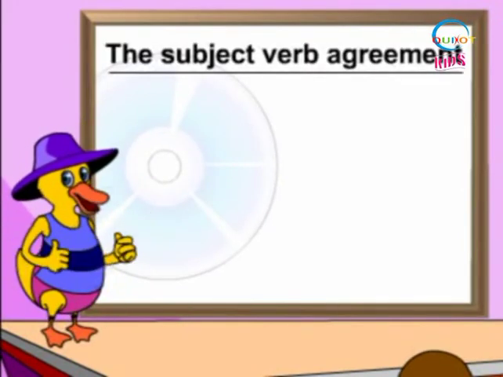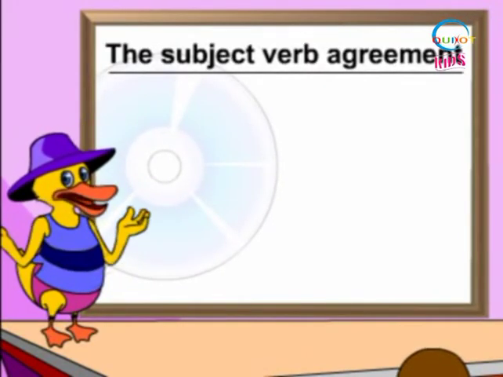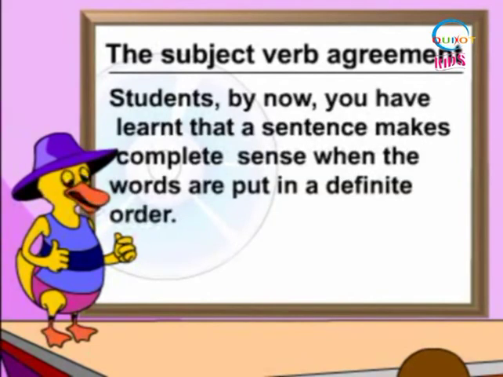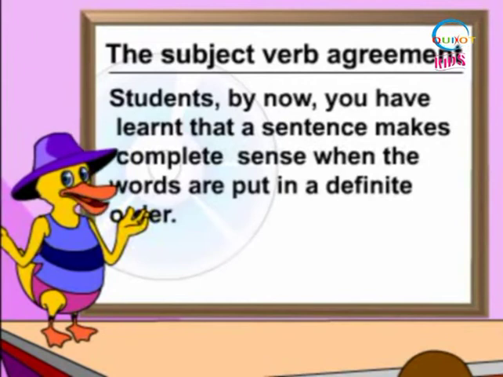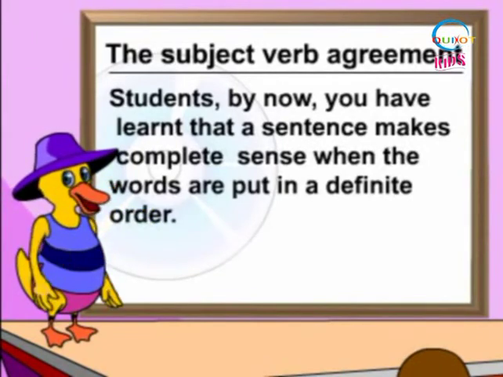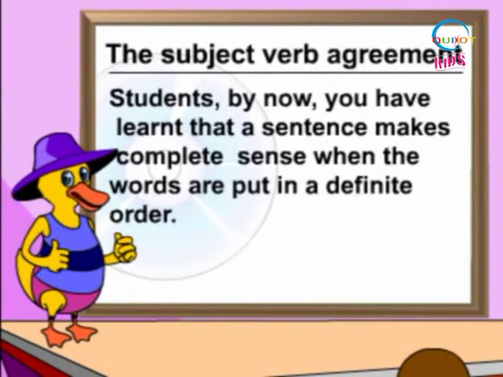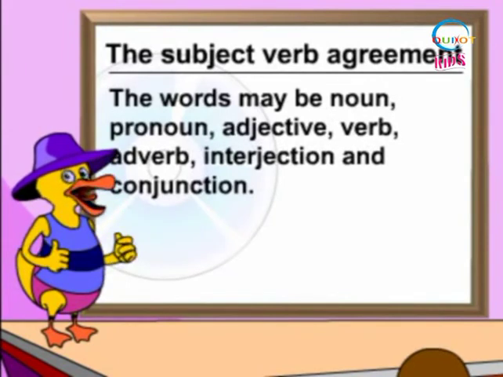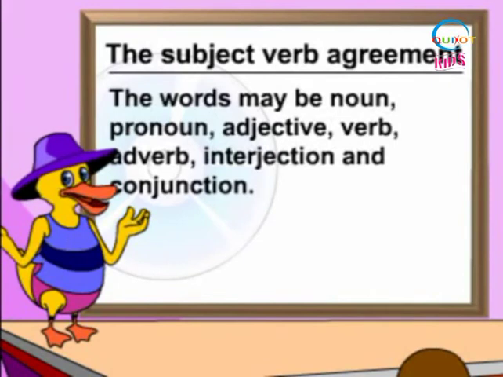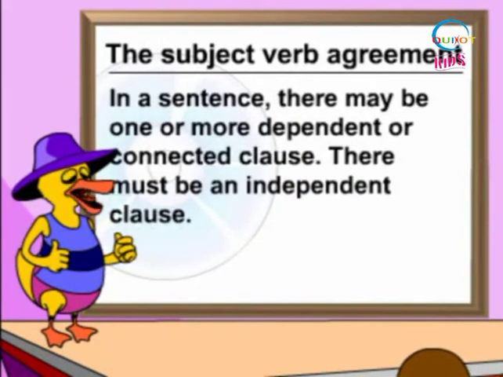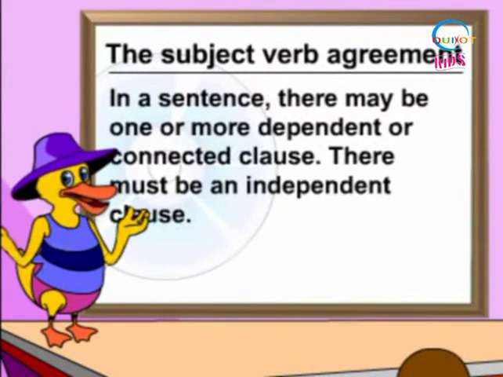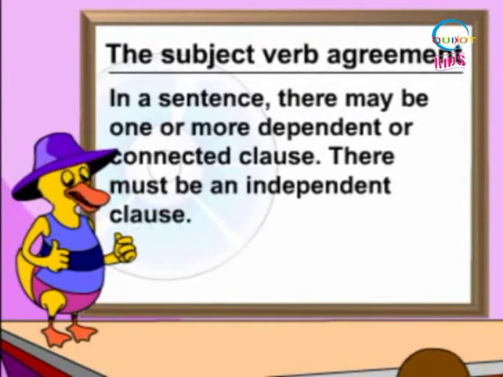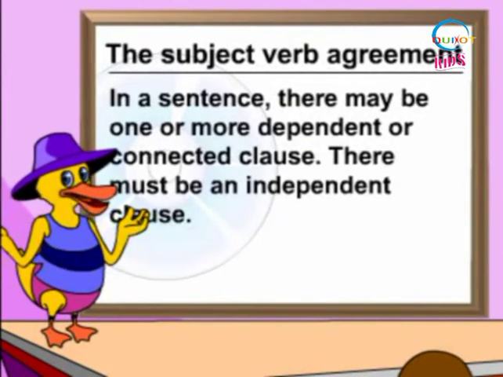The subject-verb agreement. Students by now have learnt that a sentence makes complete sense when the words are put in a definite order. The words may be noun, pronoun, adjective, verb, adverb, interjection, and conjunction. In a sentence, there may be one or more dependent or connected clauses. There must be an independent clause.